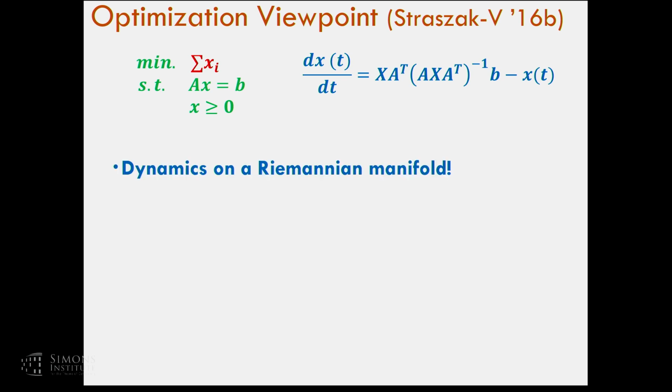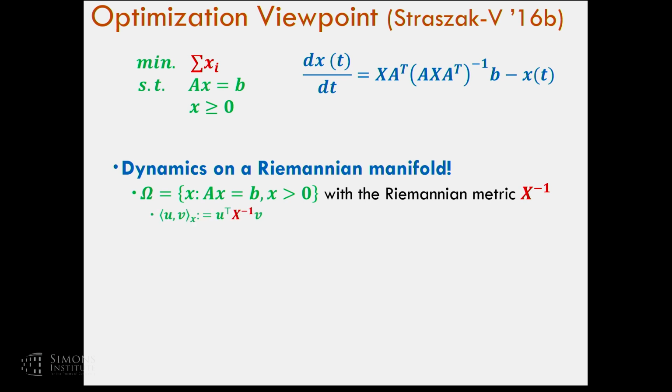The observation is that this corresponds to a flow on a Riemannian manifold. And the Riemannian manifold that shows up is the following: it consists of all points which are strictly positive and satisfy Ax equal to b. And the metric at a point x is the diagonal inverse. So if you're at a point x1, x2, then the metric is 1 over x1 and 1 over x2 at that point.